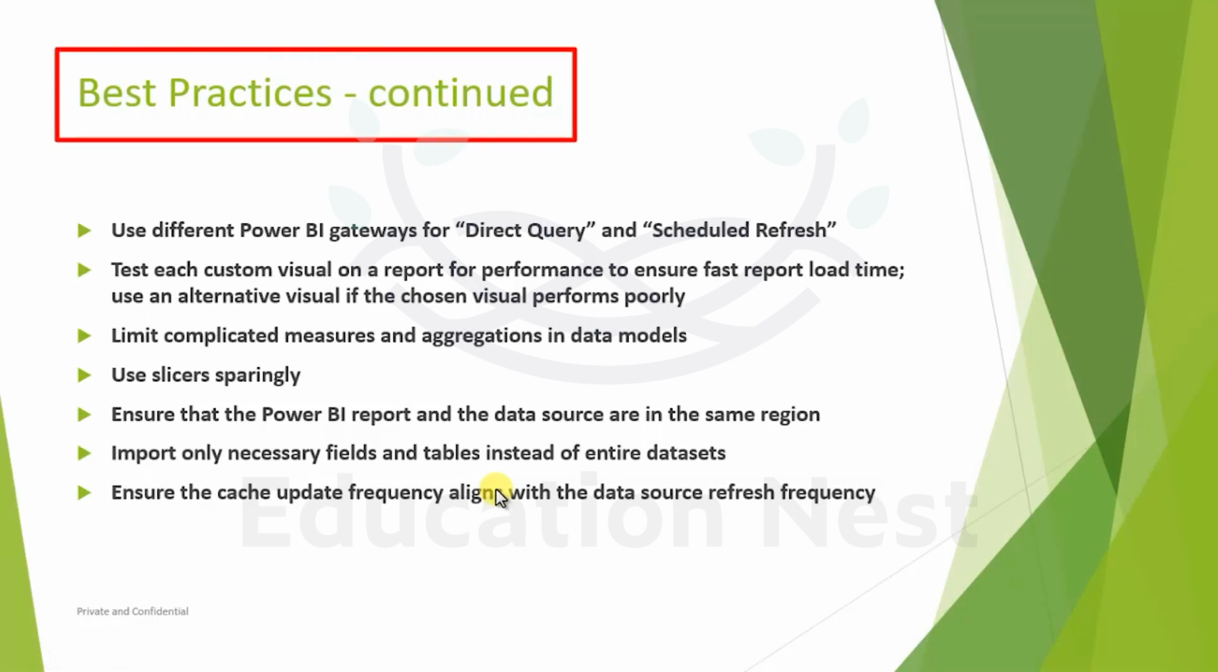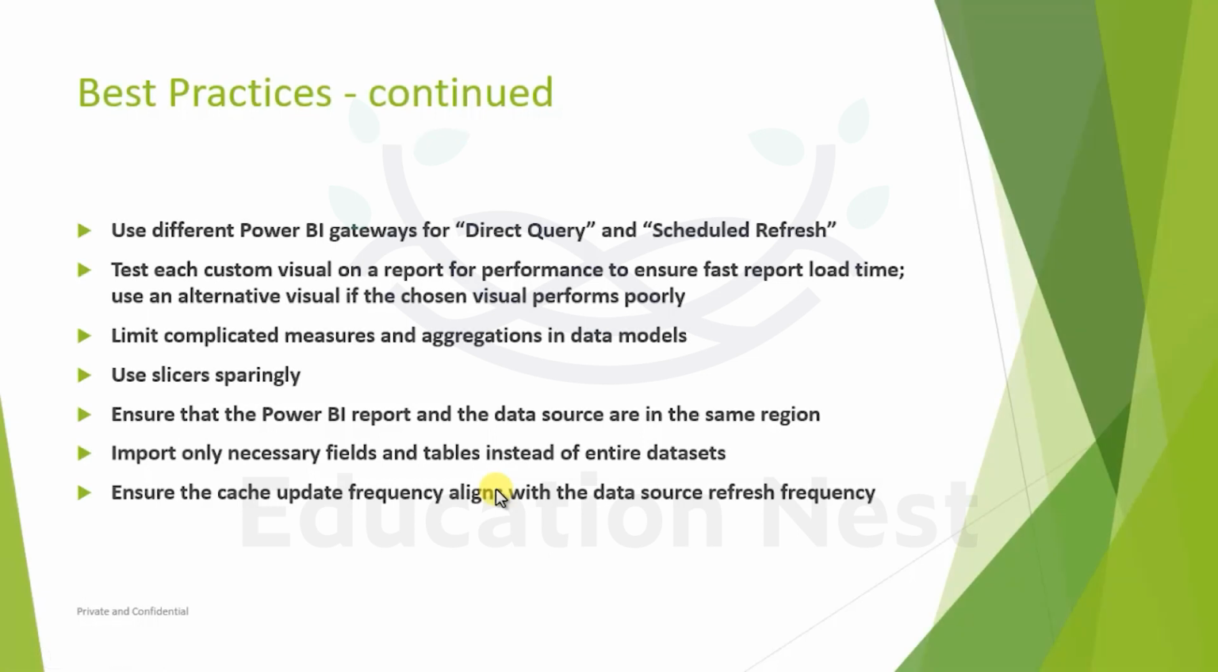Next set of best practices include using different Power BI gateways for direct query and schedule refresh. As you know, when we schedule a refresh using a gateway, it locks the database for the time the refresh is in progress, just to ensure there is no dirty read in the system. At the same time, if there are certain direct queries in your visuals, which refresh data directly using the gateway from the database, then there are cases where the visuals do not render well and do not show up well on the screen.